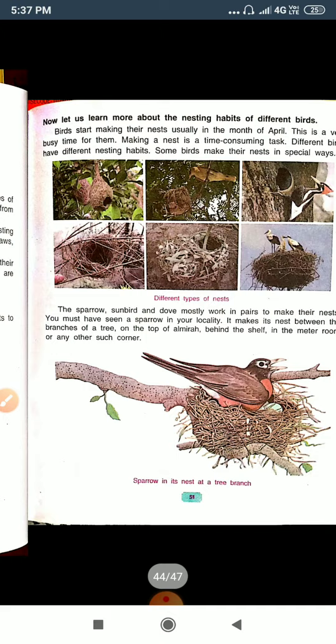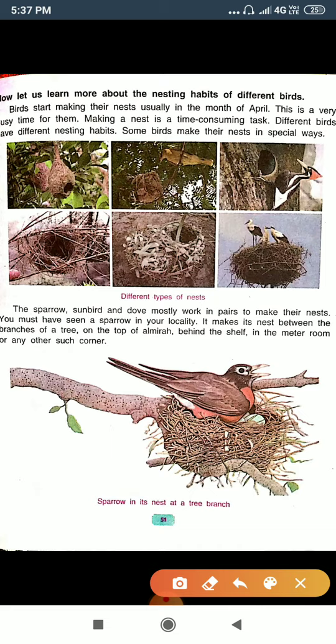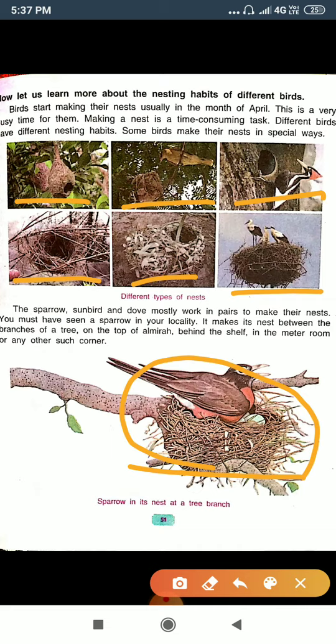See, now move to page number 51. See this diagram on page number 51. In this diagram, you will see that there are different types of nests. This is one kind, this is the other, this is another, and this is the nest of the sparrow. So these are the different types of nests you are watching here.